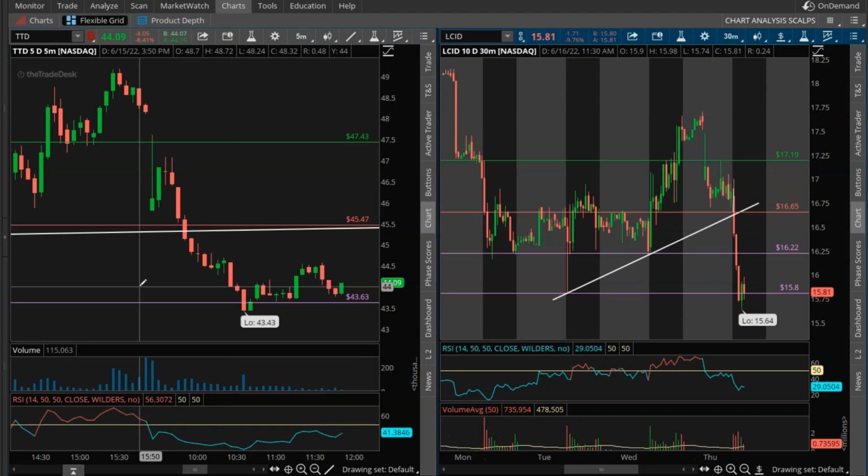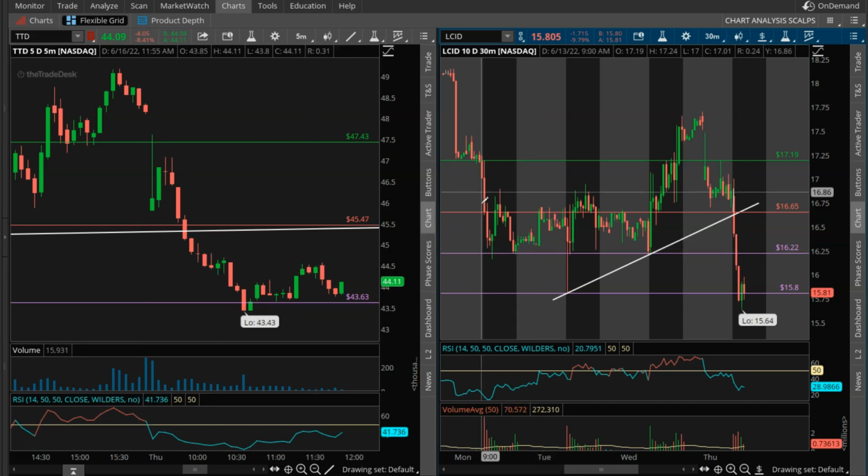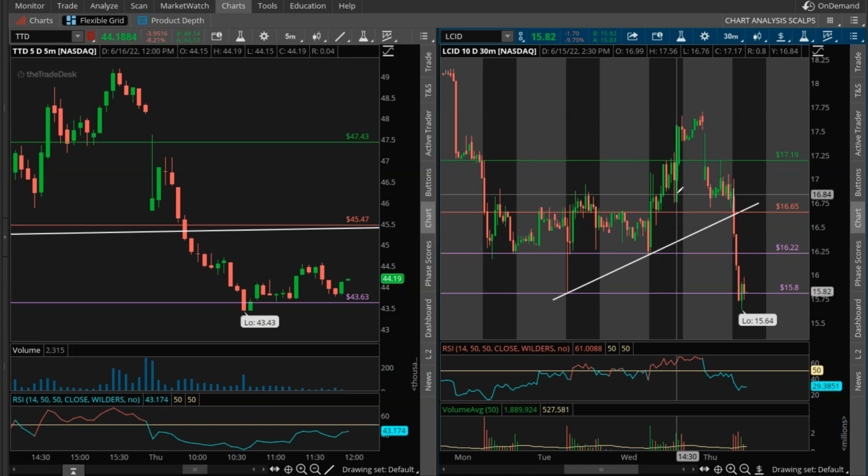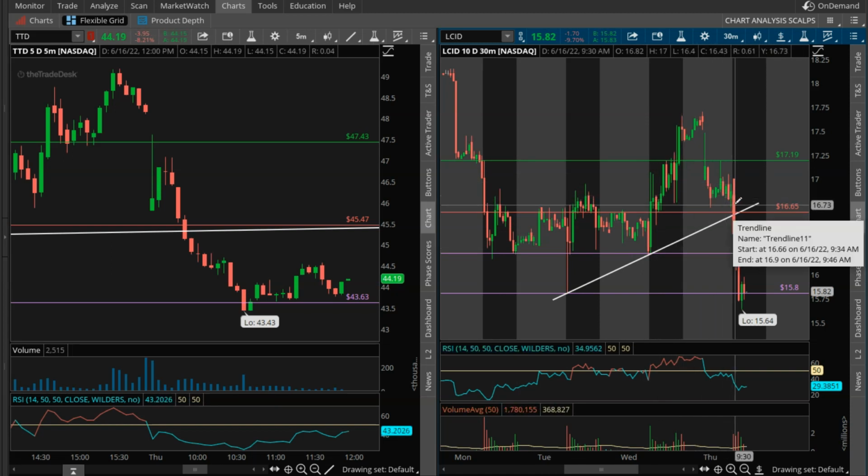Now that we just finished up TTD, let's head over to LCID, and I'll show you guys what I was seeing on a 30-minute time frame. So first, guys, price was consolidating within this box. Once we broke above, we used it as support, and then going into today, we were opening right back in that same range.